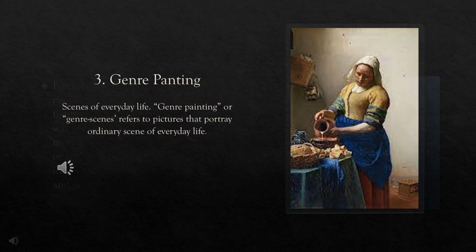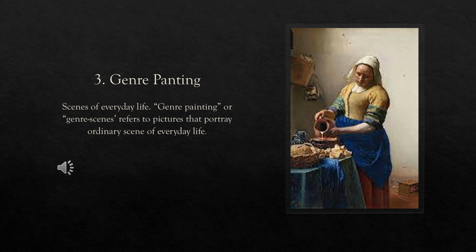Third is genre painting. Genre painting portraying a scene of everyday life. Genre painting or genre scenes refers to the picture that portrays ordinary scenes of everyday life.